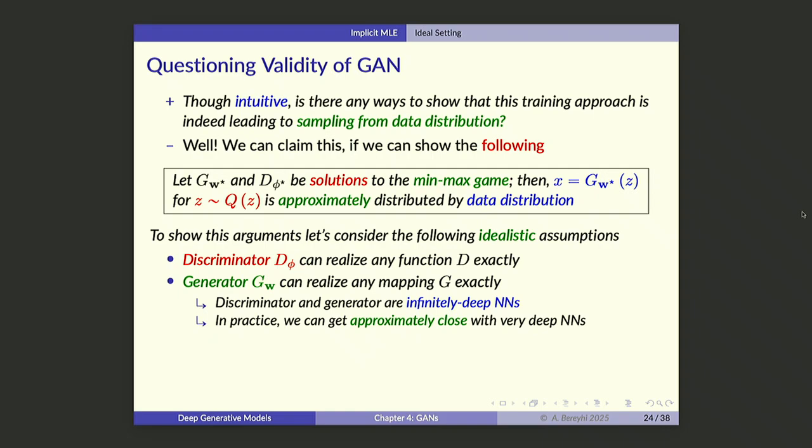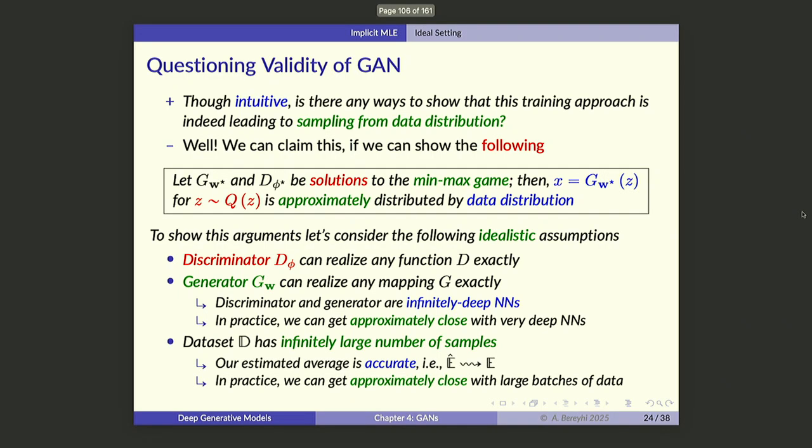Another assumption that I'm going to consider is that my data set has infinitely large number of samples, okay? And what do I mean by that? I mean that when I compute that expectation hat, those estimates, they are exact, right? So if I have so many samples, then when I average over them, I'm essentially getting the expectation, right? So E hat is essentially E.